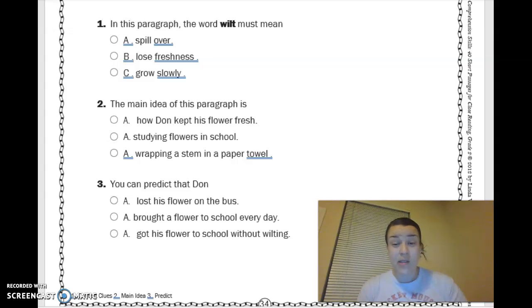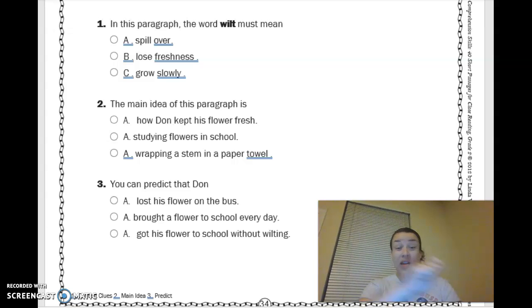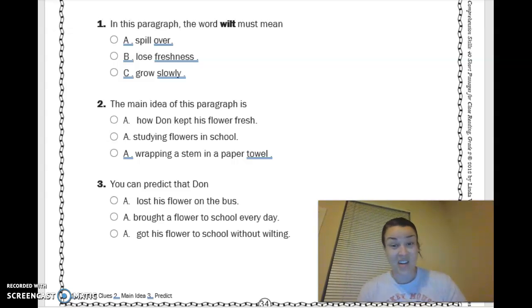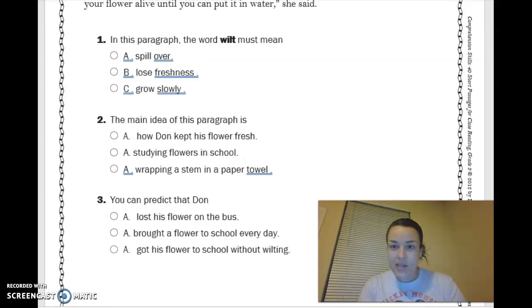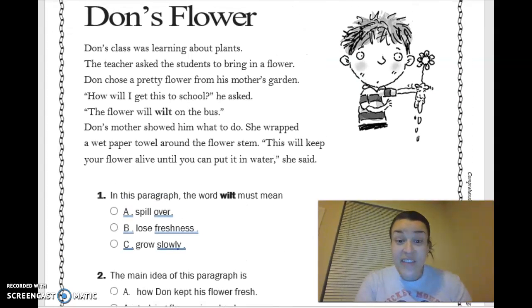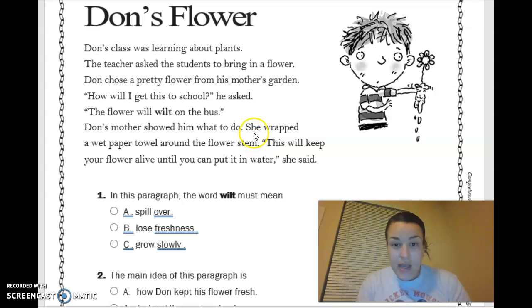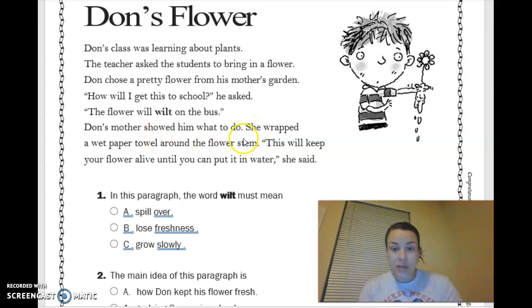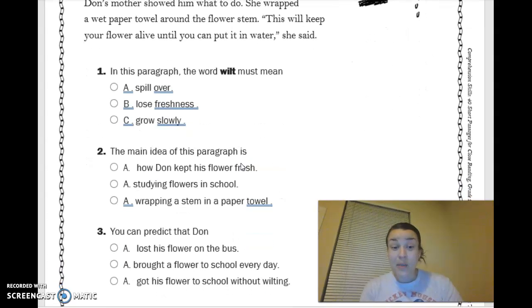B, studying flowers in school. Does it talk about how Dawn is going to go to school and study flowers in his class like you do with me? Not really. So I would cross B off completely because it technically doesn't really talk about that at all. Let's check our last one, C, wrapping a stem in a paper towel. Does that happen in the story? Let's scroll back up. I know at the very last part, if you follow my mouse, it shows that Dawn's mom showed him what to do. She wrapped a wet paper towel around the flower stem. So that totally happens.